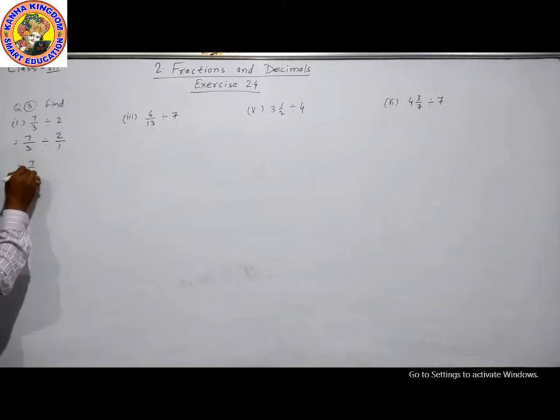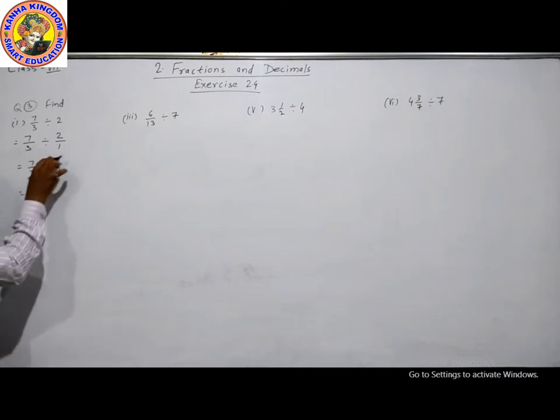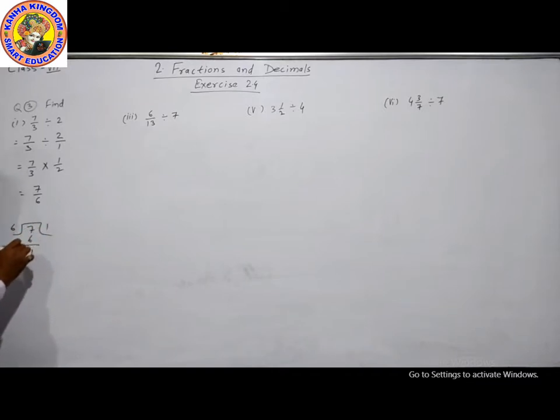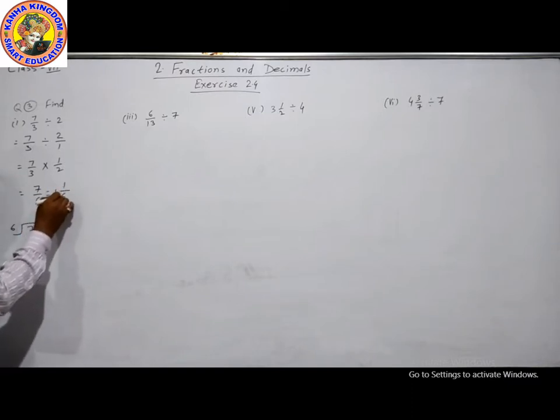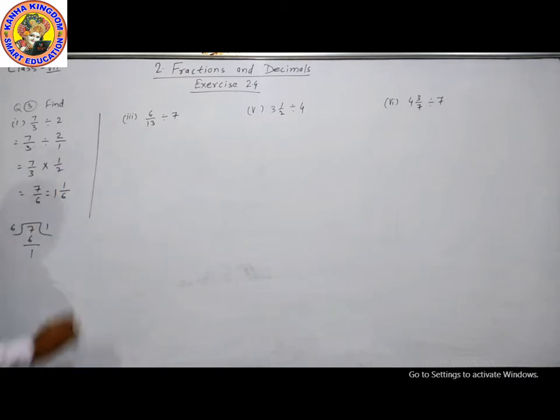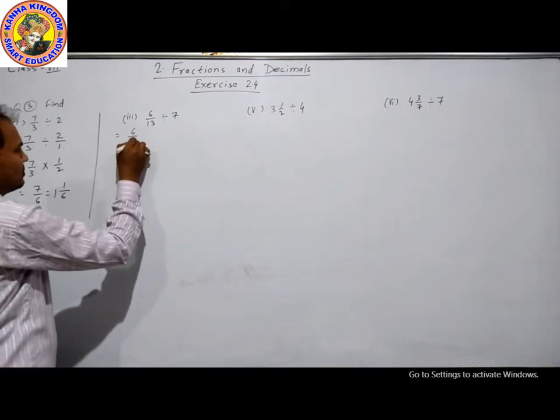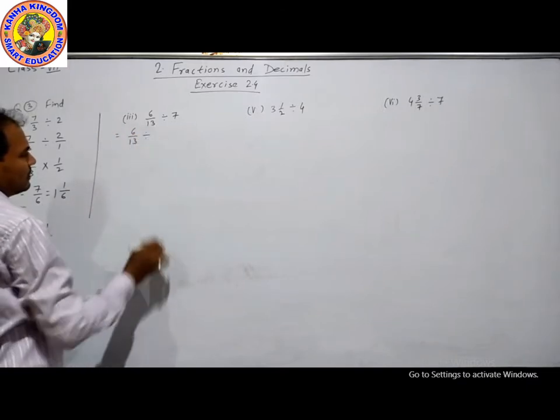Now the divide will be changed into multiply and we interchange the digits, meaning we take the reciprocal. 7 into 1 is 7, 3 into 2 is 6. The 7 divided by 6 is one time, and the remainder is 1. One time complete division, 1 is the remainder, the divisor is 6. This is our answer.